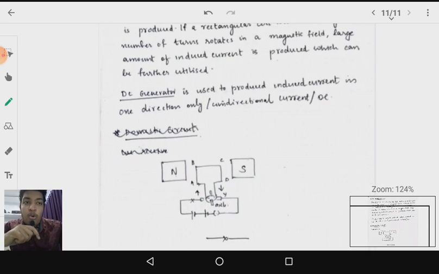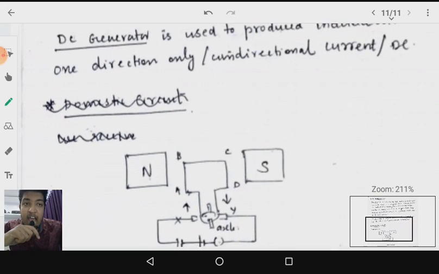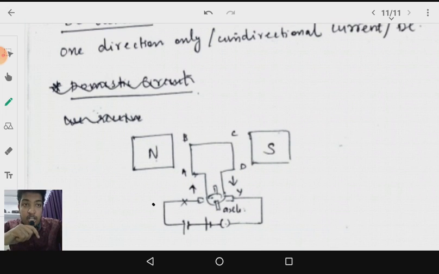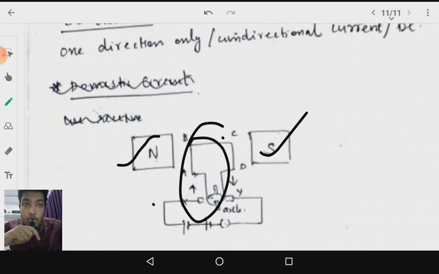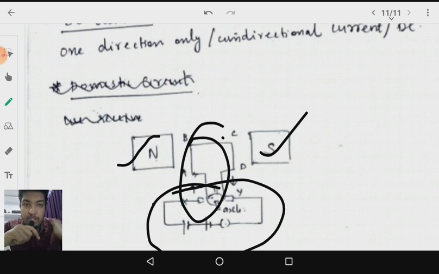And this is how its setup is. We have a magnet. North pole is placed over here, south pole is placed over here. We are placing a loop in between these two. So when we are changing the magnitude of the magnetic field, some current will be induced and that will flow through the circuit. So that current can be obtained by connecting some output source over here. So that is how we are taking the current from the DC generator.